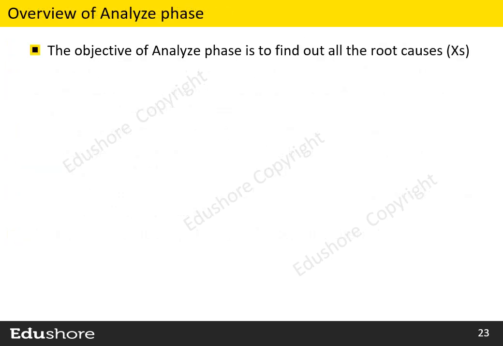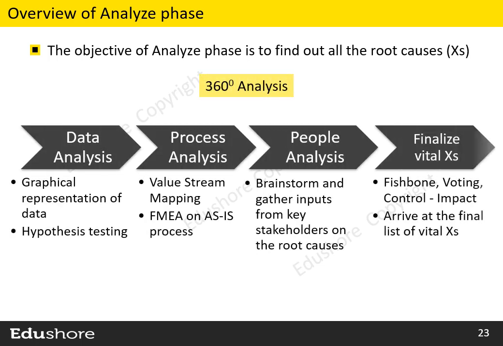The objective of Analyze phase is to find out all the root causes for the project Y. We do a 360-degree analysis which consists of analyzing the data, analyzing the process, and analyzing the inputs from people. In the previous sessions, we have seen how to do the data analysis and how to do the process analysis to get the root causes. Now, we will look into the aspects of analyzing the inputs from people.